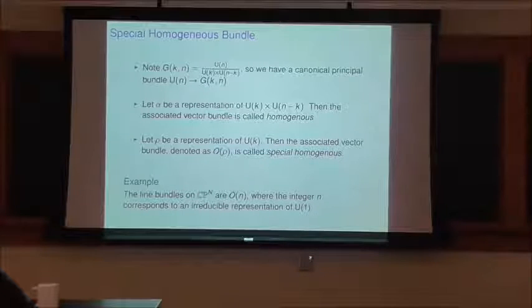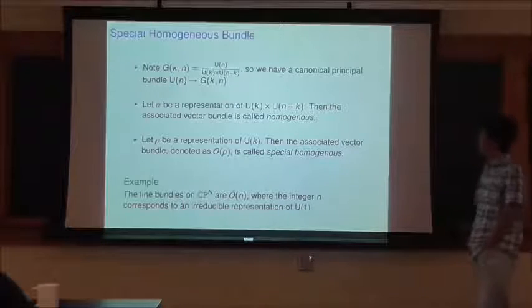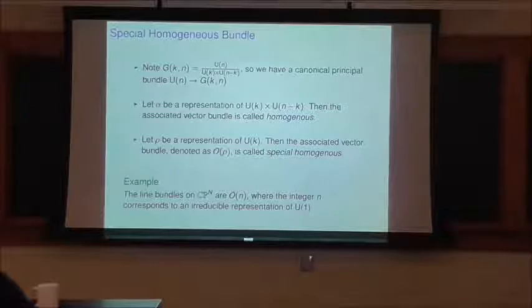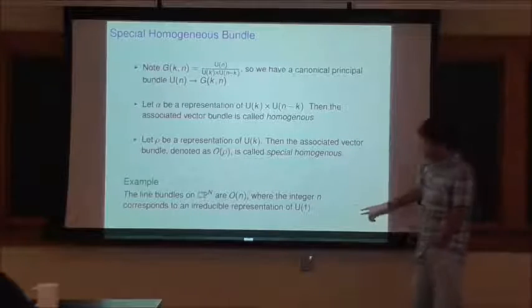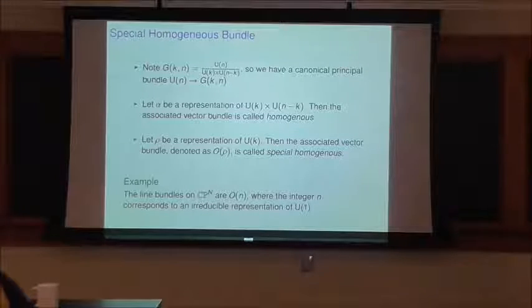And if you specialize further, you just choose a non-trivial representation of UK and a trivial representation of the UN minus K factor, then this kind of bundle will be called special homogeneous, and we will label them as O of rho. The notation follows from this simple example that everybody knows. The line bundles on projective spaces are labeled as O of n, where n is an integer corresponding to the irreducible representation of the U1, because CPNs are defined by U1 quotients. So we're just doing a bit more general than that.